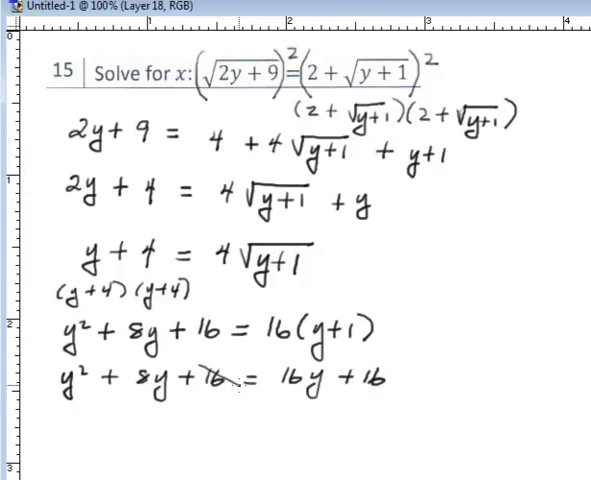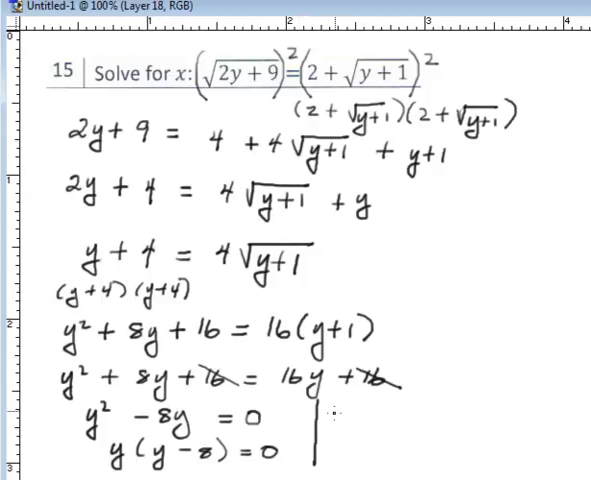So first of all, subtract 16 from both sides. And now set equal to 0 and factor. Subtract 16y from both sides. So we get y squared minus 16y, which will give us a minus 8y here, equal to 0. All right, factor out the y. And there we have y equal to 0 and y equal to 8. And we must check these solutions. Again, whenever you square both sides, you must check your solutions. So let's do our check.